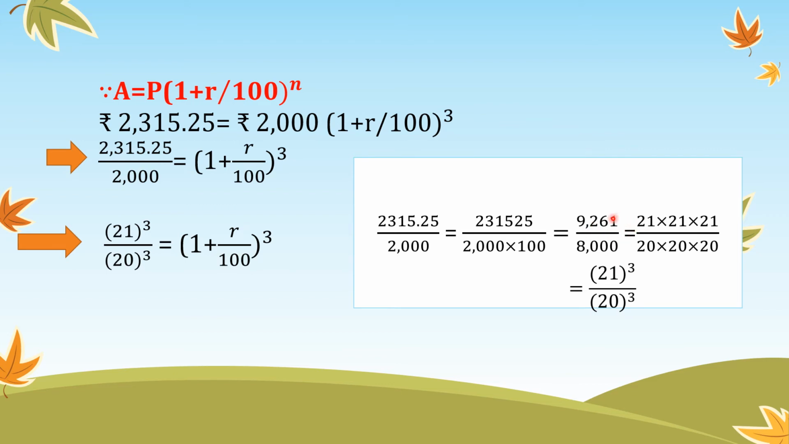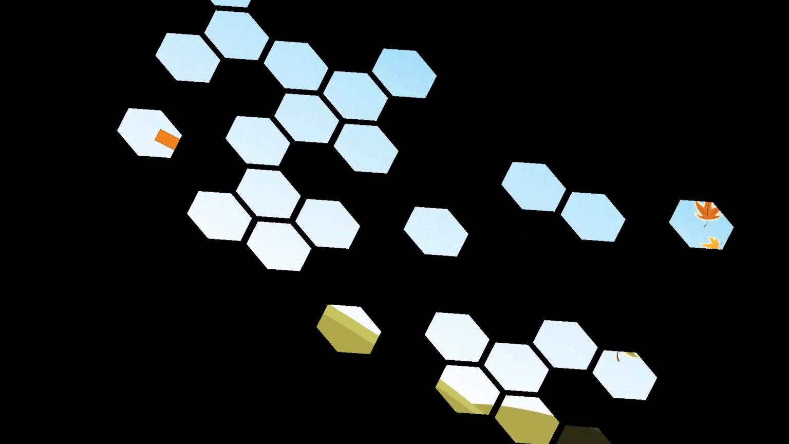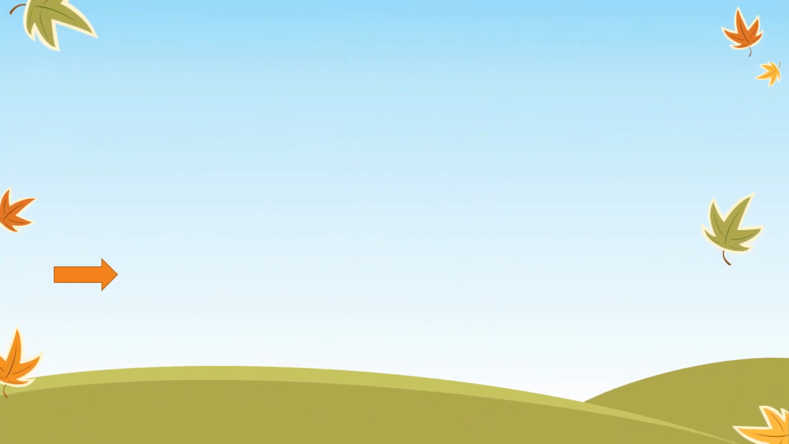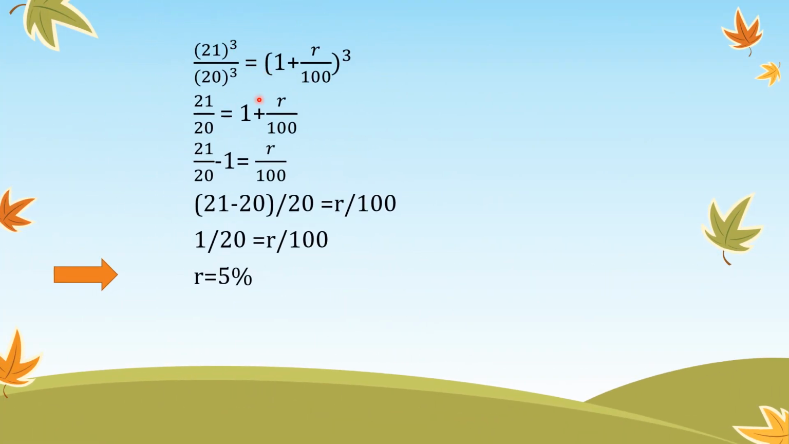9,261 rewritten is 21 cube, that is 21 into 21 into 21, and 8,000 we will write as 20 into 20 into 20, that is 20 cube. So we'll get 21 cube divided by 20 cube, which is equal to (1 plus R divided by 100) whole cube. Then removing the exponents, since both sides have the same exponents, we will write only the numbers: 21 divided by 20 is equal to 1 plus R by 100.